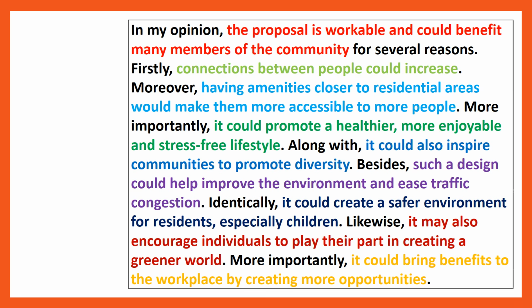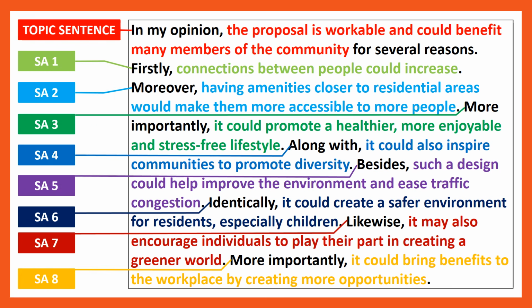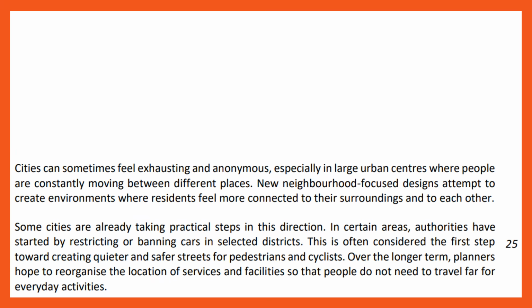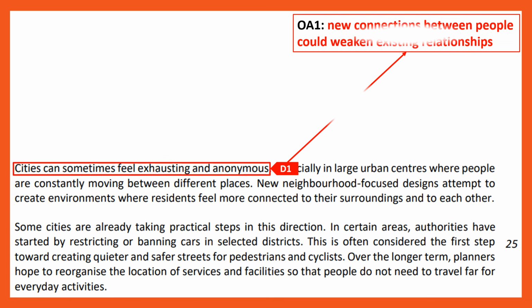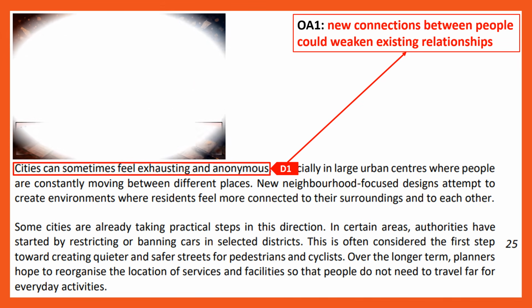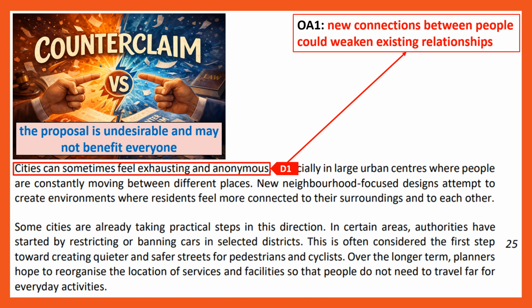Your response to the claim paragraph should be structured as follows and should include a topic sentence that addresses the claim, developed details 1 to 8 supporting the claim presented using appropriate transitions. Reread the text and annotate the relevant details. Detail 1 from text A, line 21 can be developed as the first opposing argument supporting the counterclaim that the proposal is undesirable and may not benefit everyone.